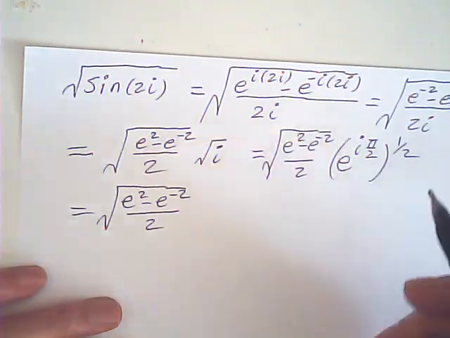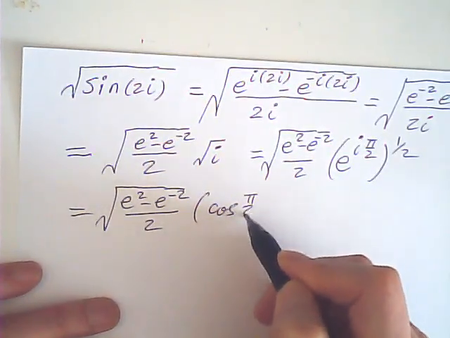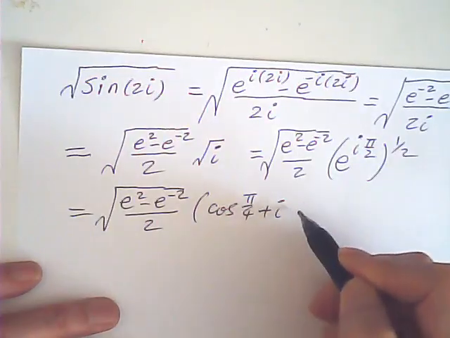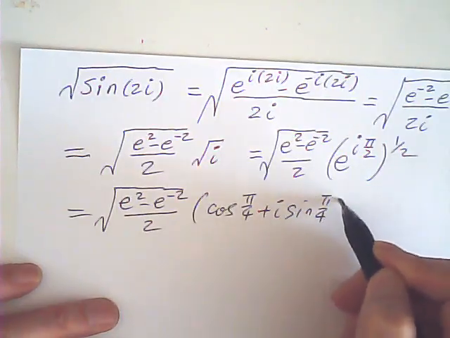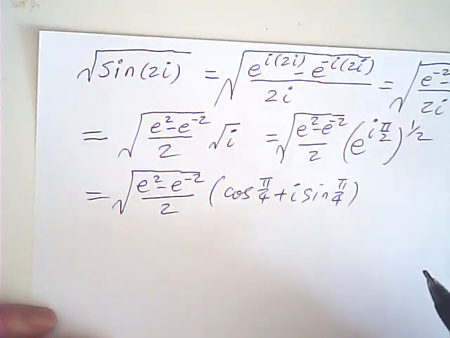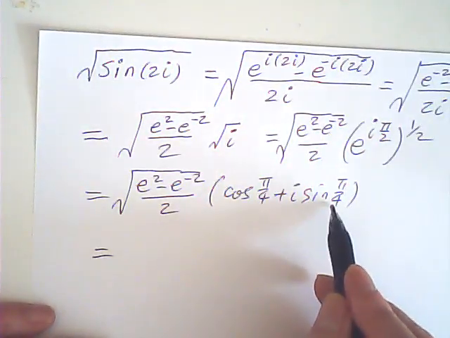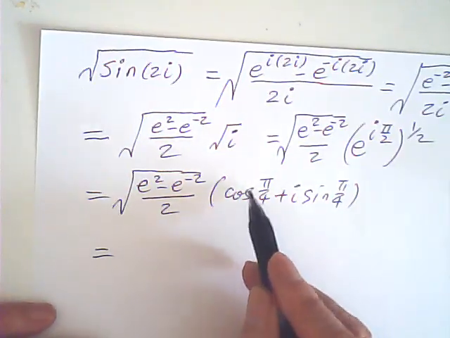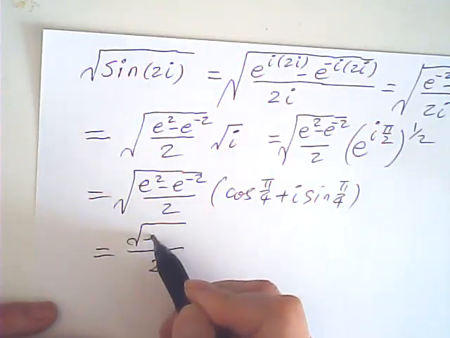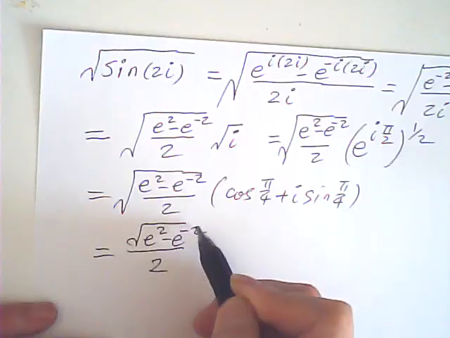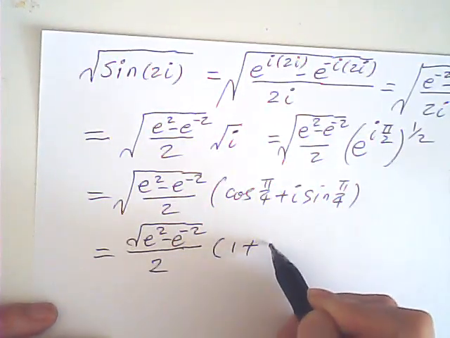This is a quarter pi, right? This is equal to cosine quarter pi plus i sine quarter pi. So this is 1 over root 2, this is 1 over root 2. So 1 over 2 taking out becomes 2 here. Square root e squared minus e to the negative 2 and 1 plus i, right?